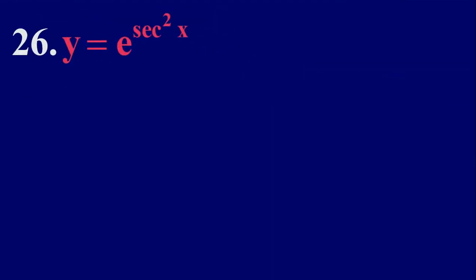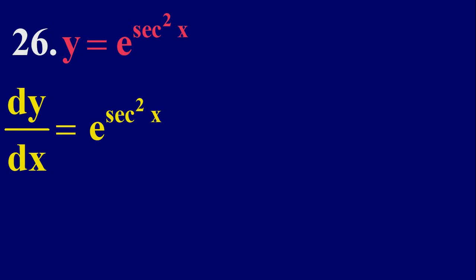Next problem, y equal to e to the power secant square x. Now it is of the form e power x. e power x differentiation is e power x only. So therefore you have to write dy by dx is e power secant square x. Then it is not x. In place of x we have secant square x.